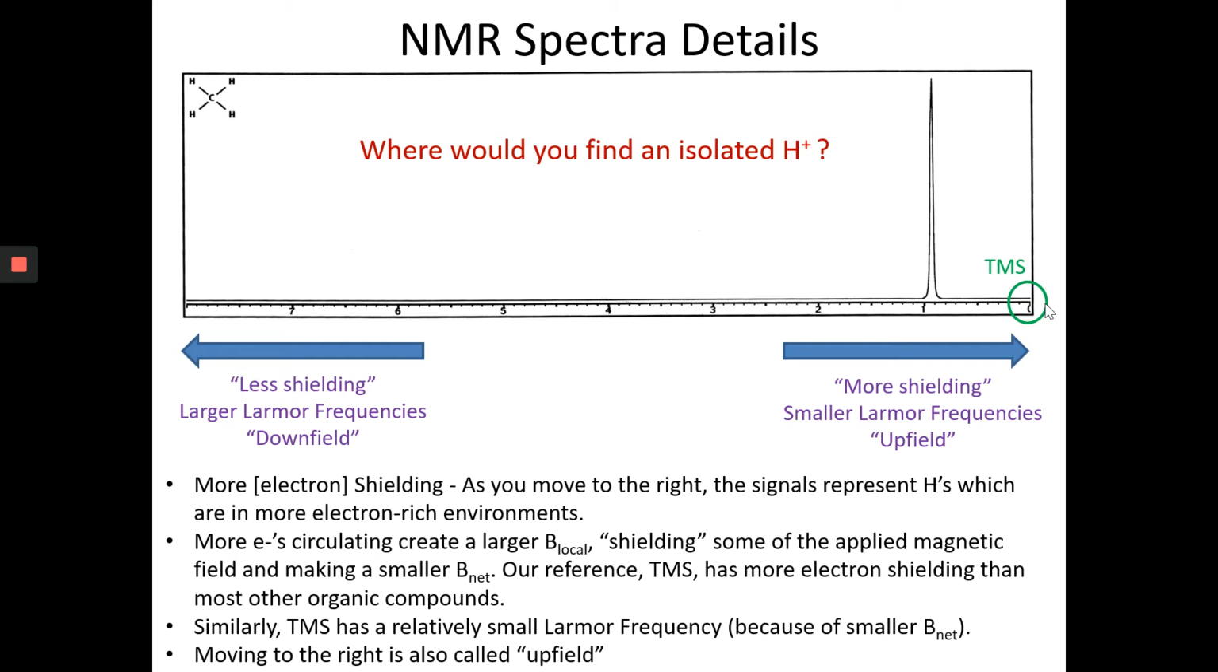An isolated H plus, of course, is going to have no electrons around it at all, which means in terms of shielding, it's going to have not just less shielding, but no shielding at all. It's going to have literally no B local, which means B net is at a maximum, which means the Larmor frequency is at a maximum, and it would be way downfield, probably at 20 or 25 or 30, so way off the screen someplace.